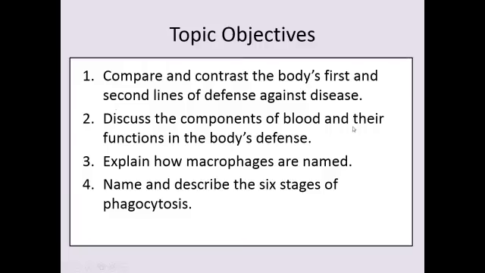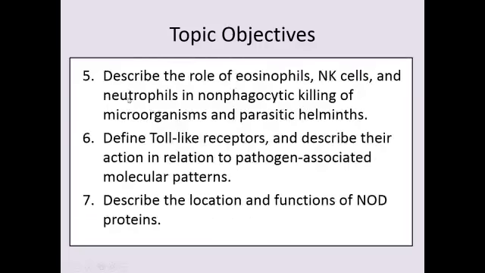Discuss the components of blood and their functions in the body's defense. Explain how macrophages are named. Name and describe the 6 stages of phagocytosis. Describe the role of eosinophils, natural killer cells, abbreviated NK, and neutrophils in non-phagocytic killing of microorganisms and parasitic helminths.